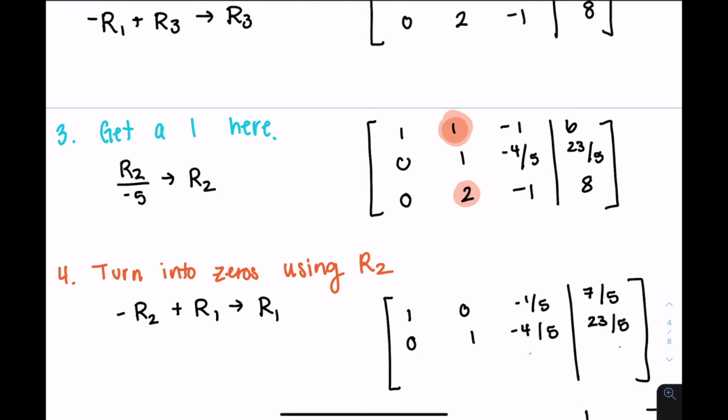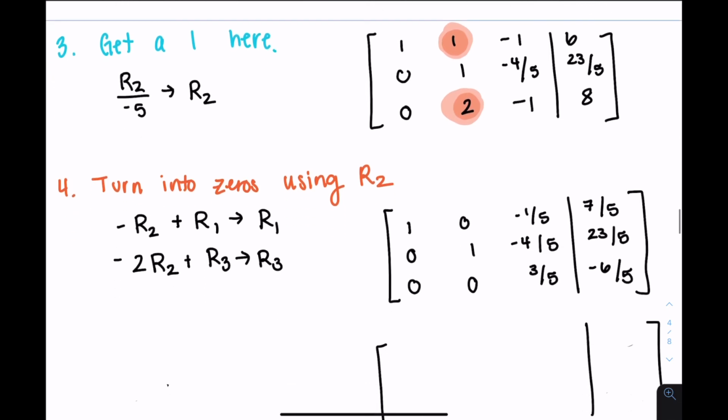Now if I look at that second piece that I need to turn in that third row, I want to take -2 times the second row, add it to the third row, and there's my new third row. So this will still be a 0. -2 times 1 plus 2 will be 0. -4/5 times 2 plus -1 will give you -3/5. 23/5 times -2 plus 8 should give you -8/6. Okay? So we are almost there.